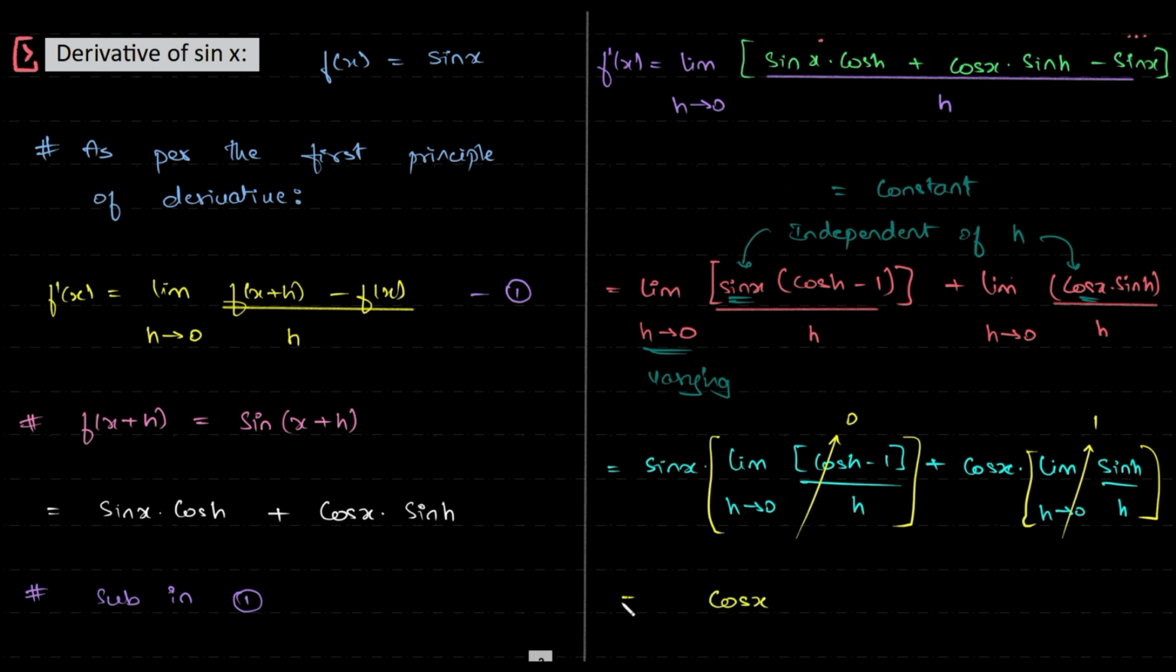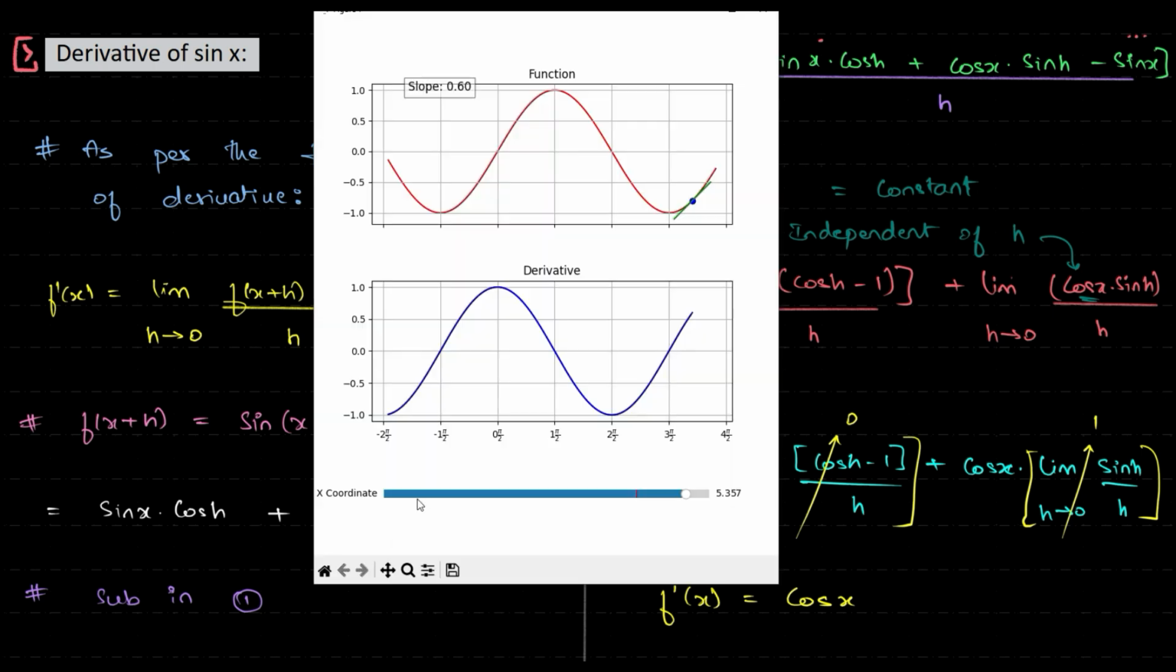So basically derivative of sin x is what? So f dash, f prime of x is equal to cos of x. So that would be your derivative of sin x. Let's look into a visual proof. Let's take a visual proof.